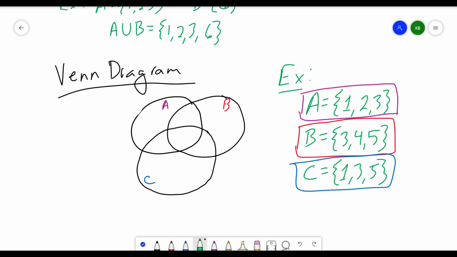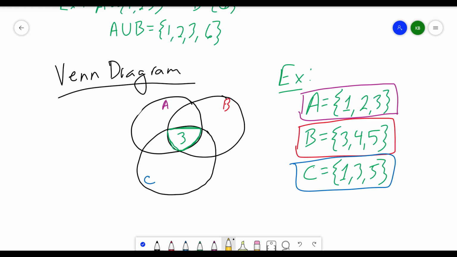So when I go to fill in the elements that are in these events, I need to look and see what overlaps. So notice this region right here is actually in all 3 circles. Whenever you're filling in a Venn diagram, I highly recommend that you start in that center region that's in all 3 circles, and you look for any elements that are in all 3 events. In this case, the number 3 is the only one that's in all 3 events. So I fill a 3 into that region.